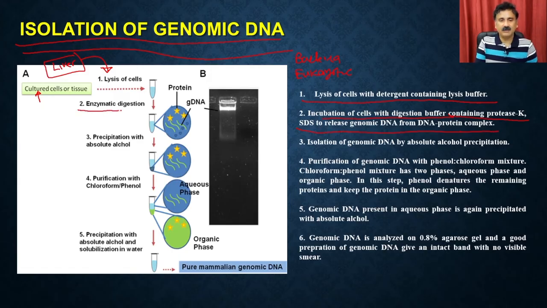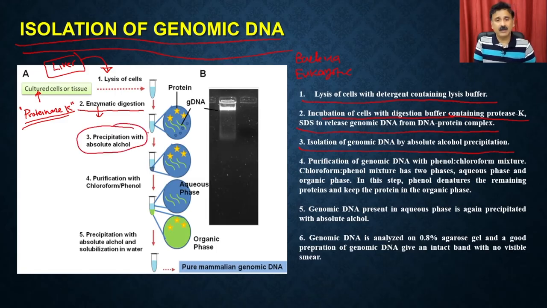Then you incubate that with the enzymatic digestion. That enzymatic digestion has a composition where you have an enzyme called proteinase K. So that proteinase K is actually going to chew up the protein part, and that's how it is going to release the genomic DNA from the DNA protein complex. Then you isolate the genomic DNA by absolute alcohol precipitation. So you are going to precipitate the genomic DNA with the absolute alcohol, and that is going to give you the DNA which will still have contamination.